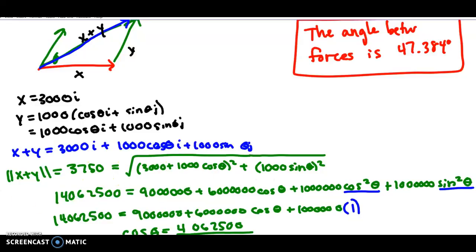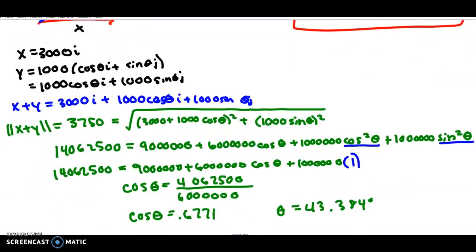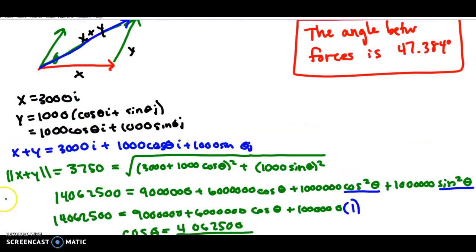So we do that. Start by squaring both sides, right? That's how we can get rid of the root. I know these are large numbers, but totally doable here.